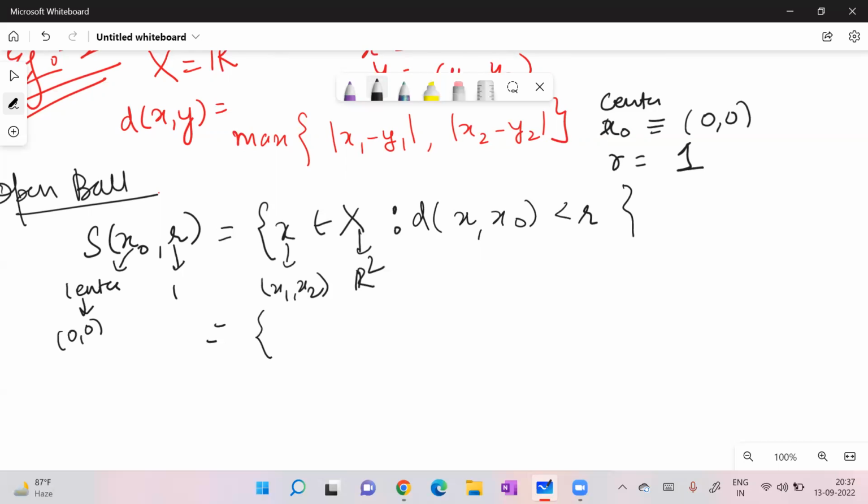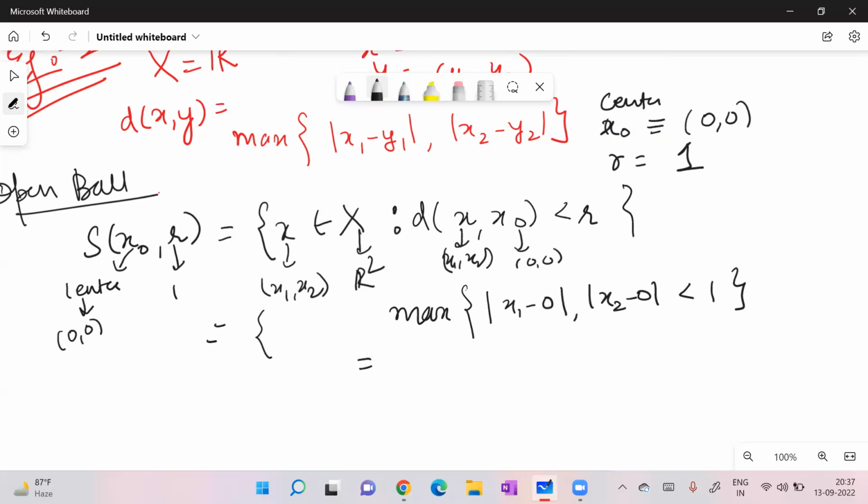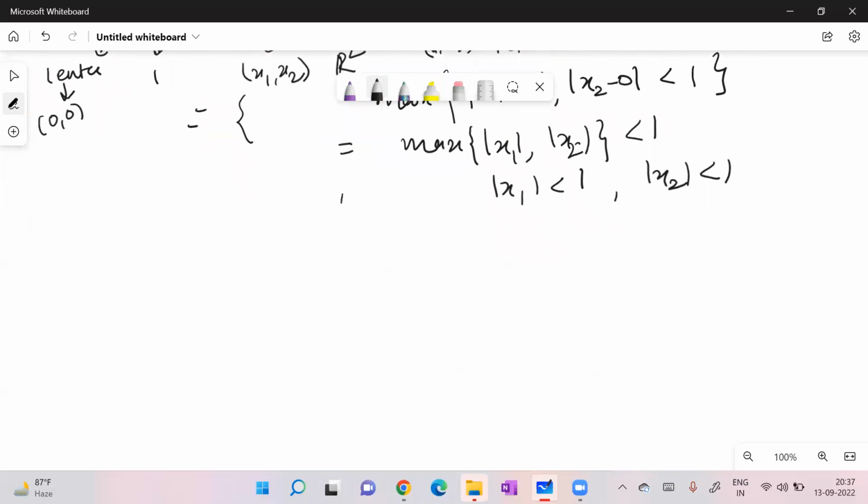This will give us, by the definition of the metric, where x is (x1, x2) and x naught is (0, 0), the maximum of |x1 minus 0| and |x2 minus 0| is strictly less than 1. This will give us |x1| and |x2|, the maximum of which is less than 1. If the maximum is less than 1, then both the quantities are less than 1. |x2| is less than 1. This will give us a square, but we will not include the boundary.